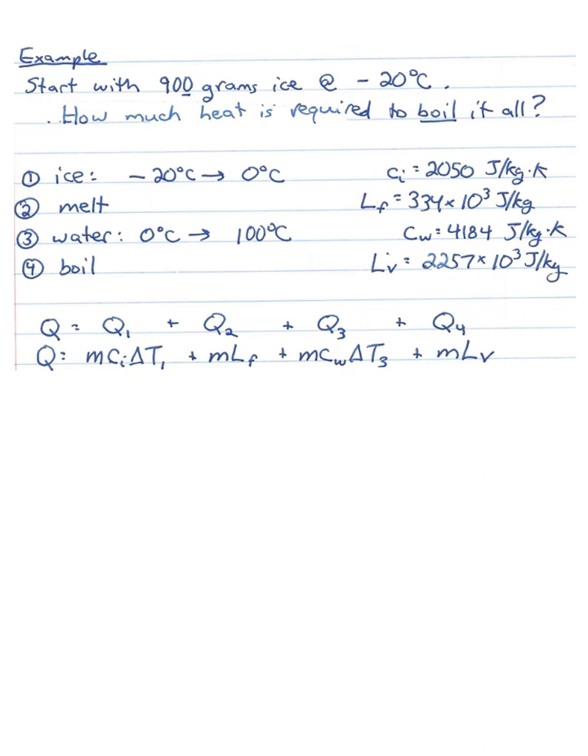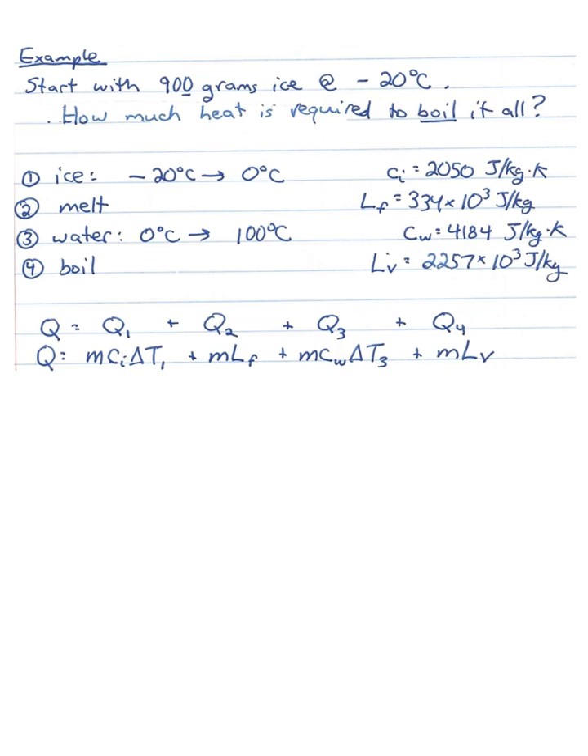I want to now do an example that puts together concepts learned in a previous section, when we talked about the raising of the temperature of an object. And now we're talking about phase changes, and we're going to put it all together. So let's say we start with 900 grams of ice that's at a temperature of negative 20 degrees Celsius. How much heat is required to boil it all?